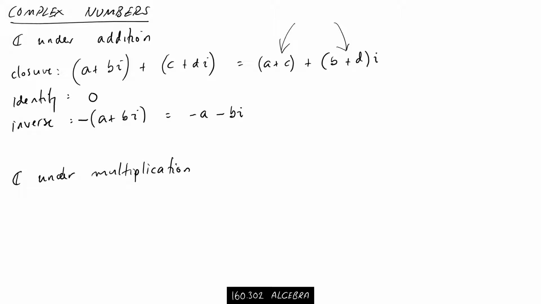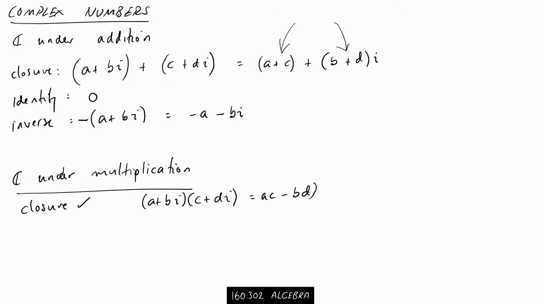Closure is definitely going to work. Check. We know that we can take two complex numbers and multiply them together. And what will we get? Well, we get AC minus BD for our real part, and then we'll get AD plus BC for our imaginary part. So it's definitely closed.